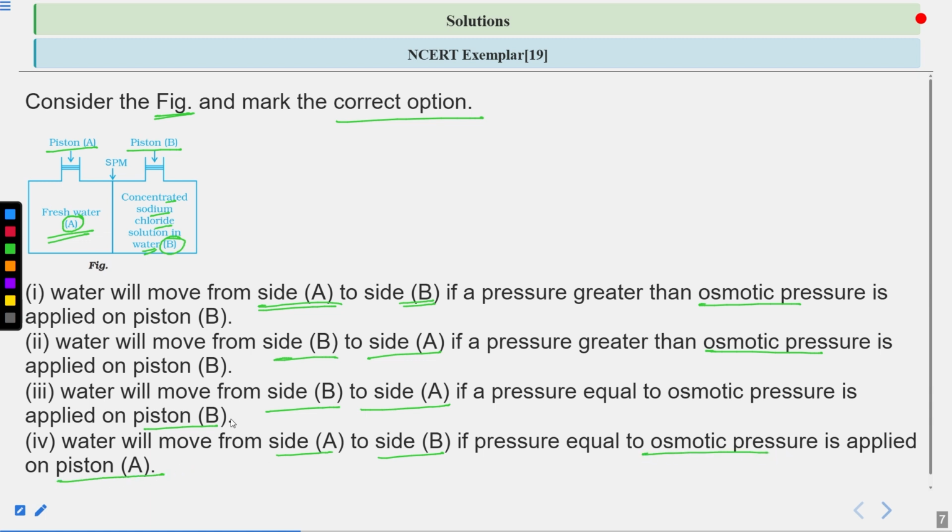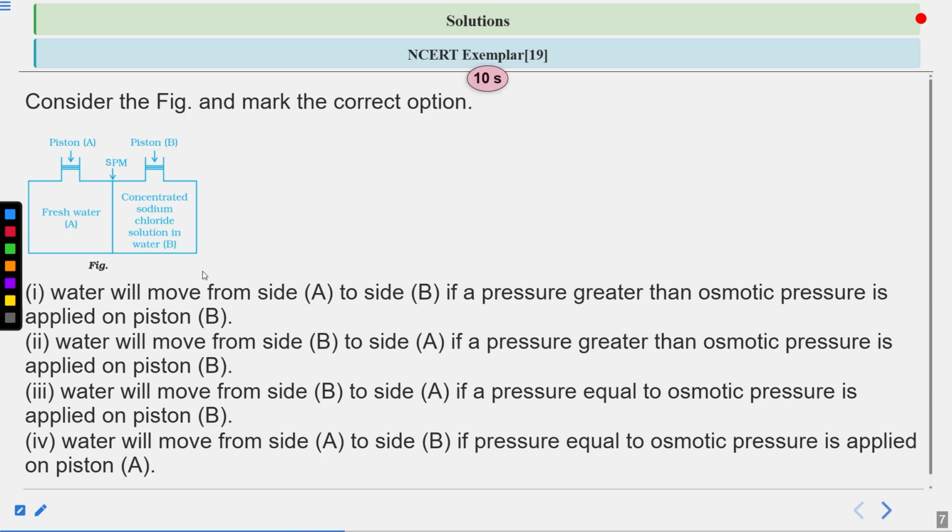These are the four options, or statements, regarding the given figure. You have to consider these options and then choose the correct answer or correct statement. Okay, we will give you some time to go through this. After that, we will see the correct answer.